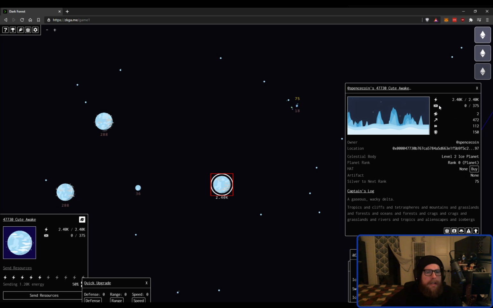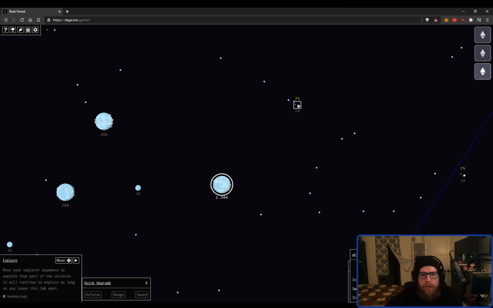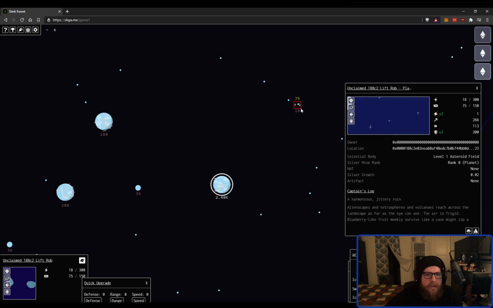The second stat here is the amount of silver that a planet has. The left number, again, is the current amount of silver a planet carries, and the right number is the maximum. You use silver to upgrade your planets, and you get silver by capturing asteroid belts. Asteroid belts are a type of planet that aren't really ones that you want to become attached to. Oftentimes they have much lower energy caps, and they are really only serving the purpose of producing silver to send it to your planets to upgrade.